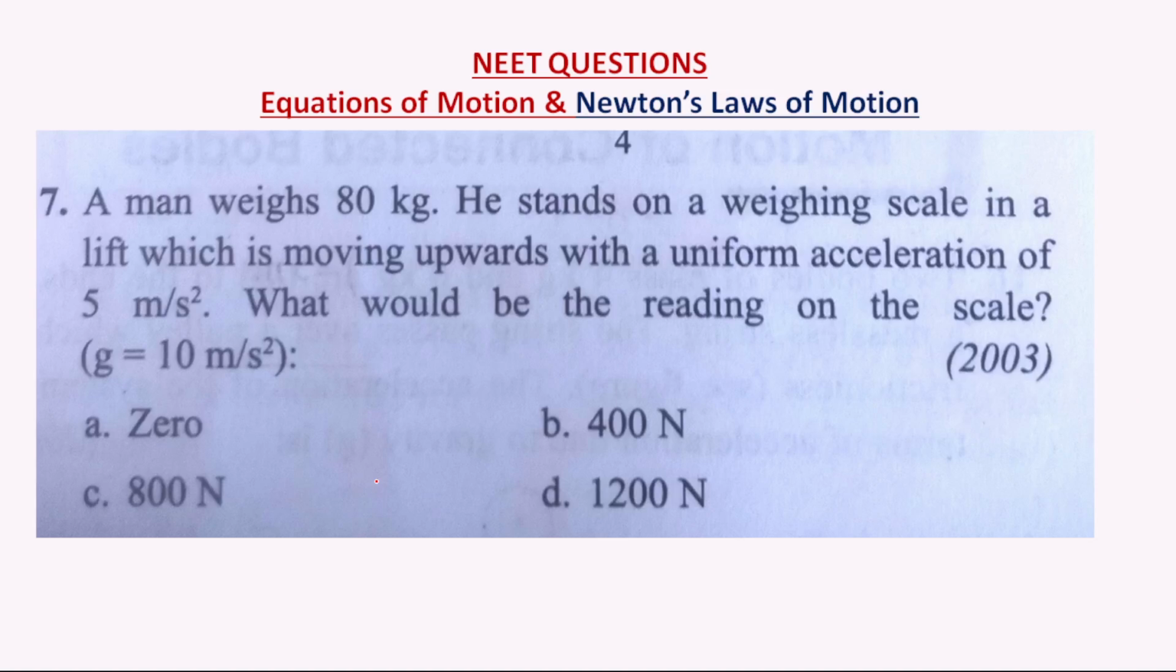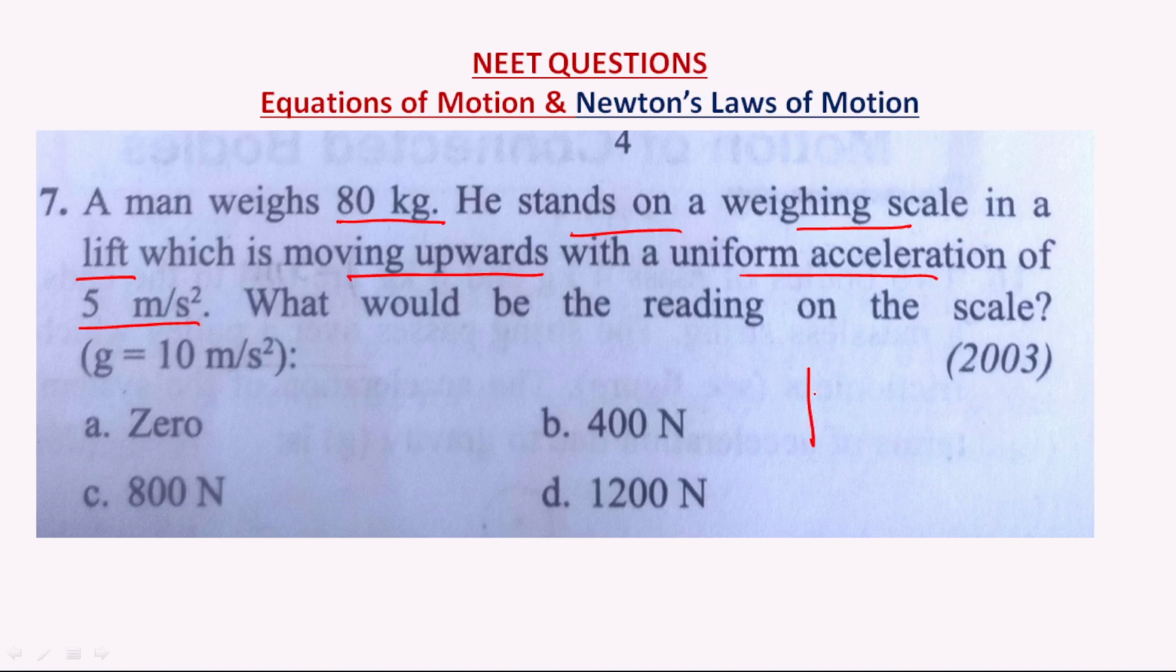Question number 7. A man weighs 80 kg. He stands on a weighing scale in a lift which is moving upwards with a uniform acceleration of 5 meter per second square. So what would be the reading on the scale? He is standing on a weighing scale, so what would be the reading? g is given as 10 meter per second square.